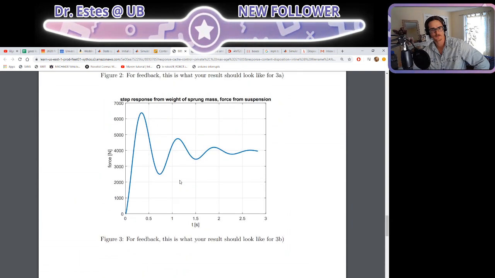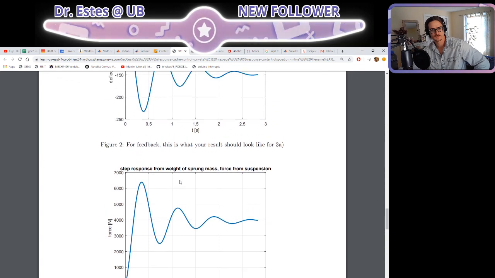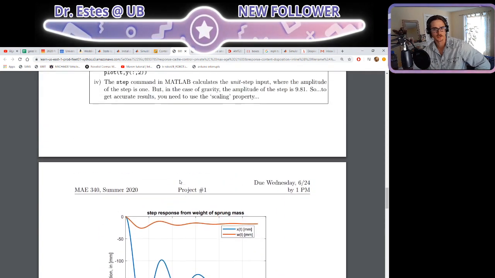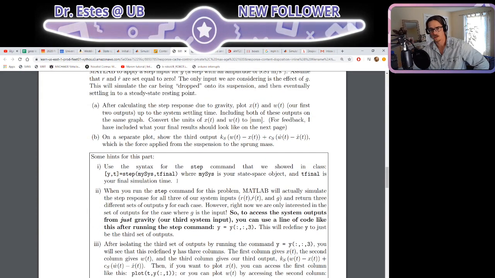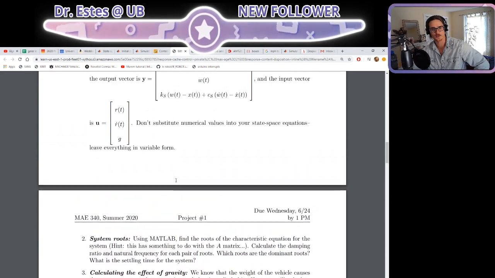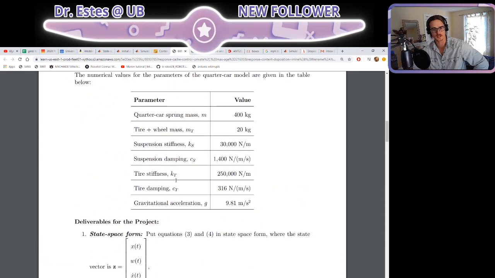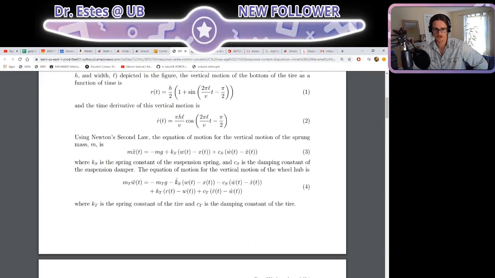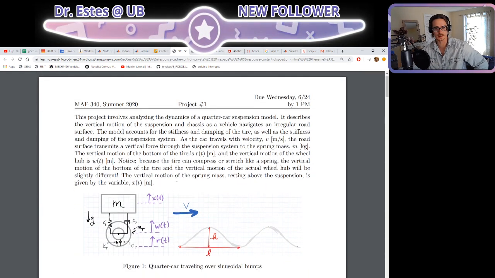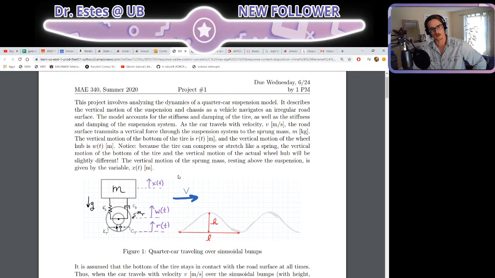It's a realistic project. This is the kind of simulation a car manufacturer needs to run to tune their suspension system. I guarantee they'll put a little more detail into it, but this is the basic exercise.